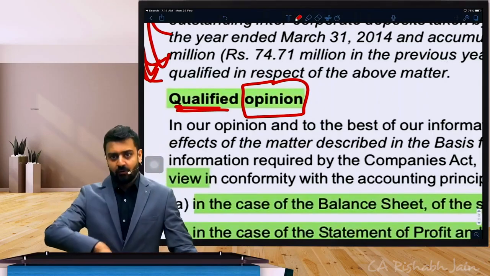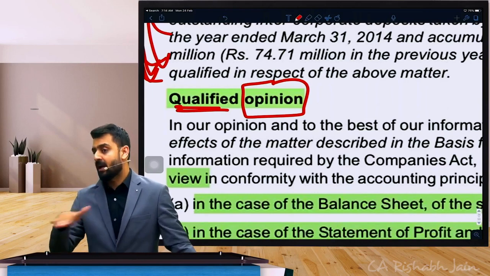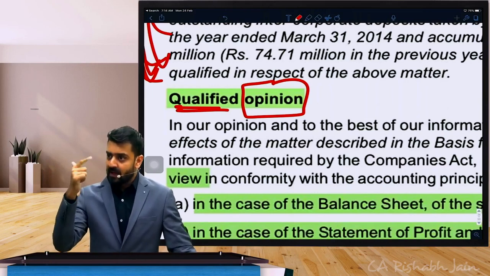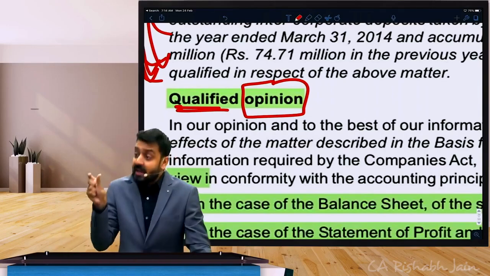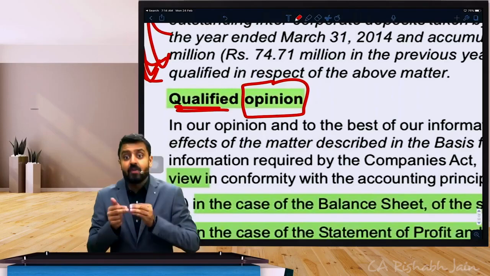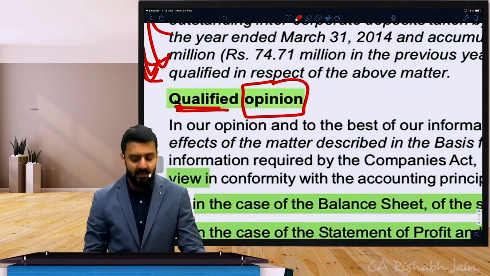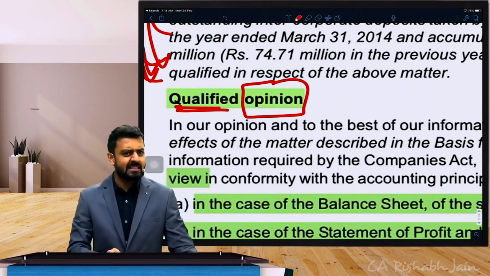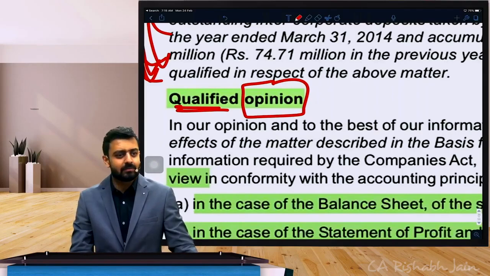So right now, our focus is on the contents. In the contents, we have reached till the opinion paragraph, starting from title, addressee, then we had an opening statement, then we talked about the management's responsibilities and auditor's responsibility. Then if we have a modification, we have to give the basis also, then comes your opinion. Is this clear to you? Is there anything else left in the report?